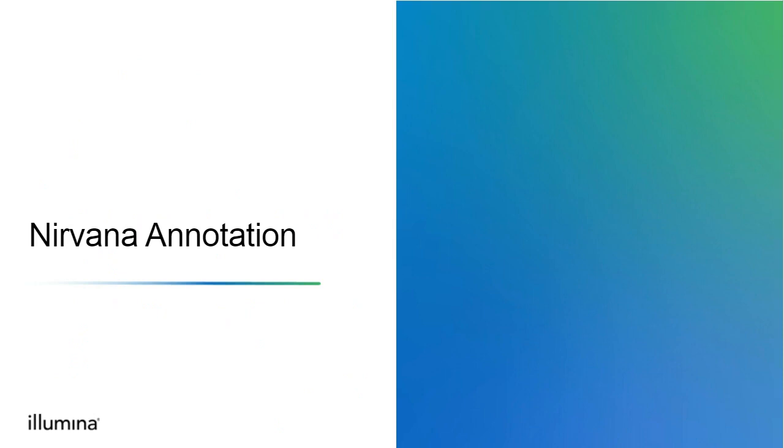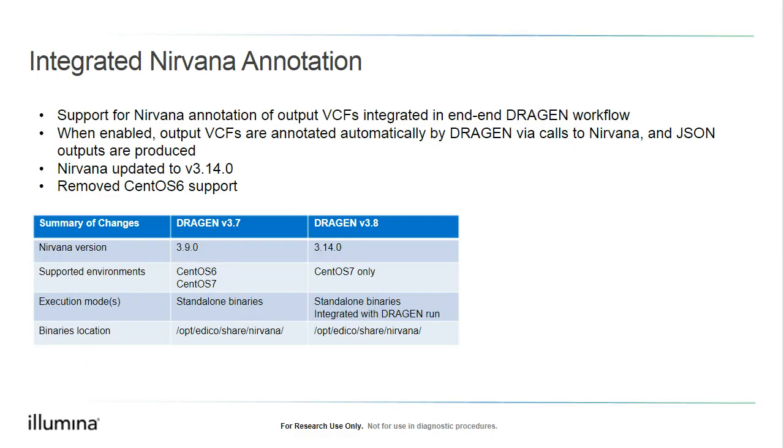A quick update on the Nirvana annotation. So in 3.8, we have updated the Nirvana version in DRAGEN, but the most important update is that it is now integrated with the DRAGEN run. So in prior versions, somebody had to first generate a VCF file, and once the VCF file was generated, then you had to run the Nirvana tool standalone to generate the annotated file. Now in 3.8, you have an end-to-end capability where you can start from your FASTQ, and the output in a single step will give you a Nirvana annotated JSON file based on the VCF that DRAGEN generates.